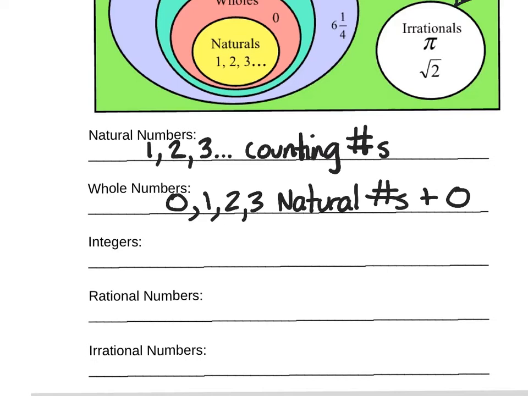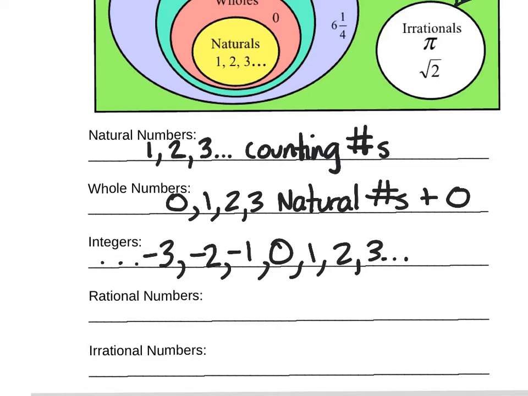My integers are my whole numbers, so here they are, and their opposites, so -1, -2, -3. I'm going to leave it at that. My integers are whole numbers and their opposites. I could put it in here, whole numbers and opposites.